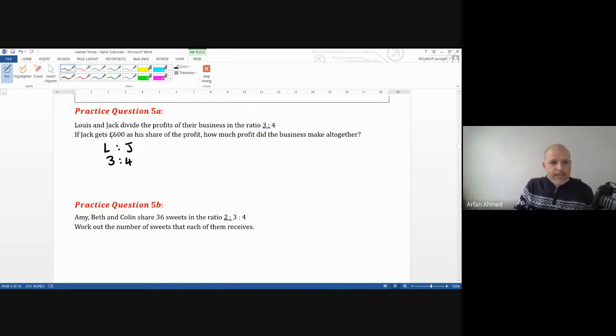Okay, Jack gets £600. So the £600 goes underneath this section, Jack. So how do you get from that to that? How many 4s go into that? That's 150. Do the same to that side, and that's going to be 450 for Lewis. Is that our final answer?